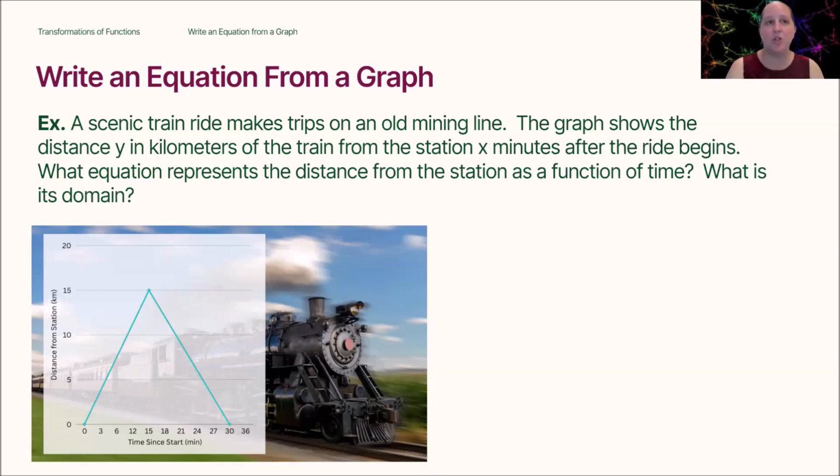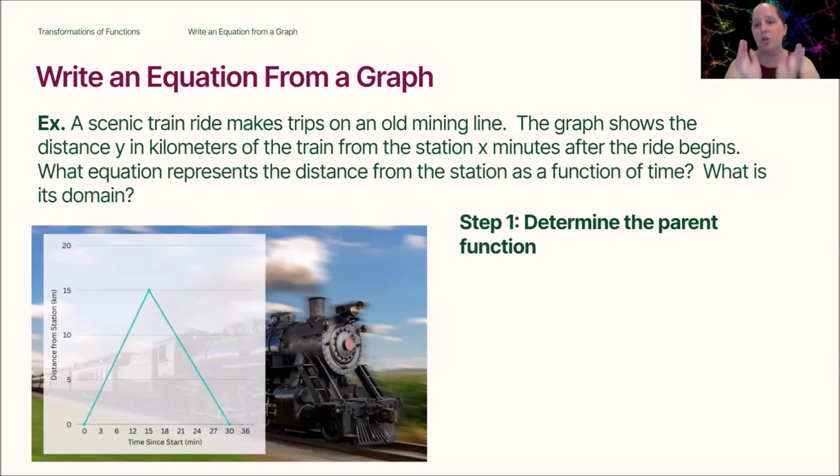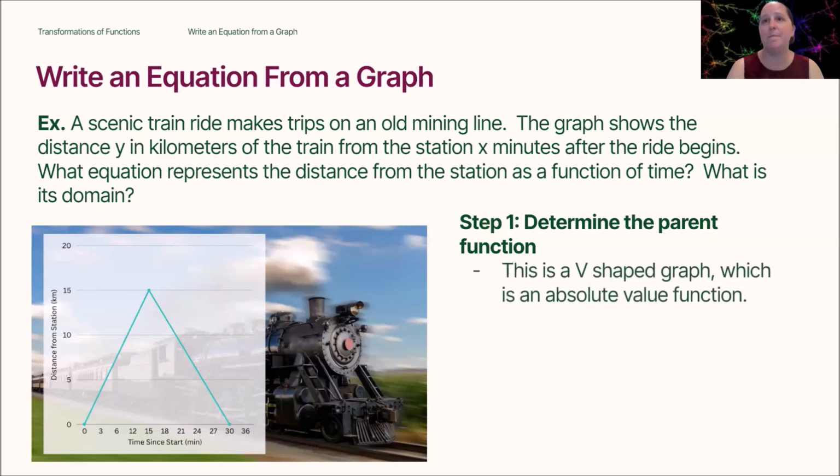So I'm looking at this function. It's an upside down V. Okay, we know that V's are absolute value functions. But we also know that V-shaped functions stand straight up. They look like an actual V. This is an upside down V. So that means there's a reflection somewhere. So it's a V-shaped graph, which is an absolute value function. And then I'm determining the types of transformations.